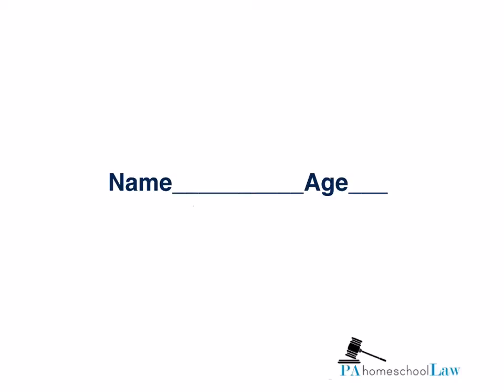The affidavit requires the name and age of each child who will be participating in the home education program. Remember, you should not file an affidavit for children younger than 8 unless they previously attended or were enrolled in a public school. You do not need to list the child's birth date.